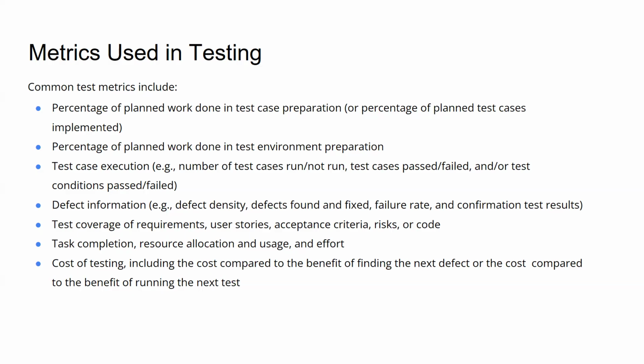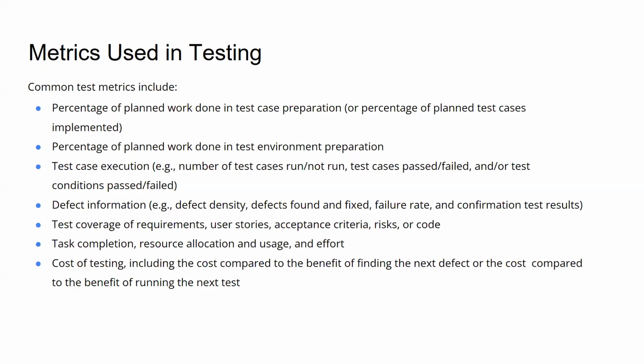Defect information, defect density: how many defects have been found within a specific number of lines of code. If the defect density is high, it means the quality of the software is low, right? We find so many defects within a small number of lines of code, which means the developer has not done a proper job, right? So based on that, we can do some additional testing. We can ask the developers to do rework and re-reviews and everything. And the other metrics will be defects found and fixed, failure rate, confirmation test results. Those kinds of things we can use to monitor and control.